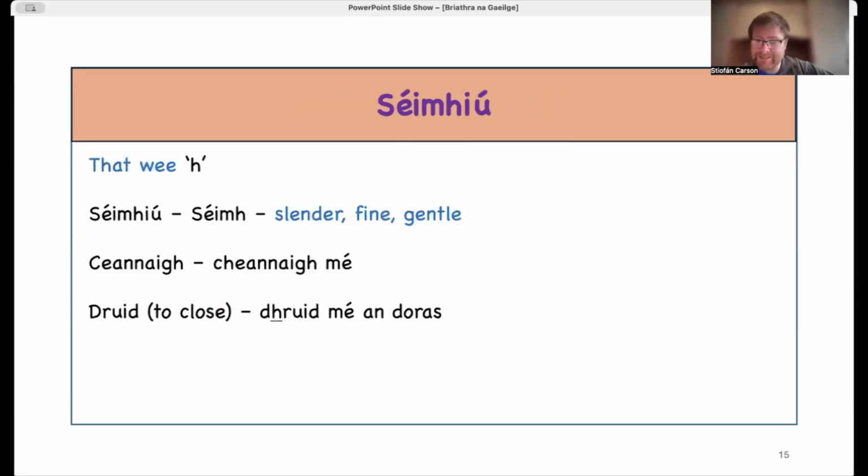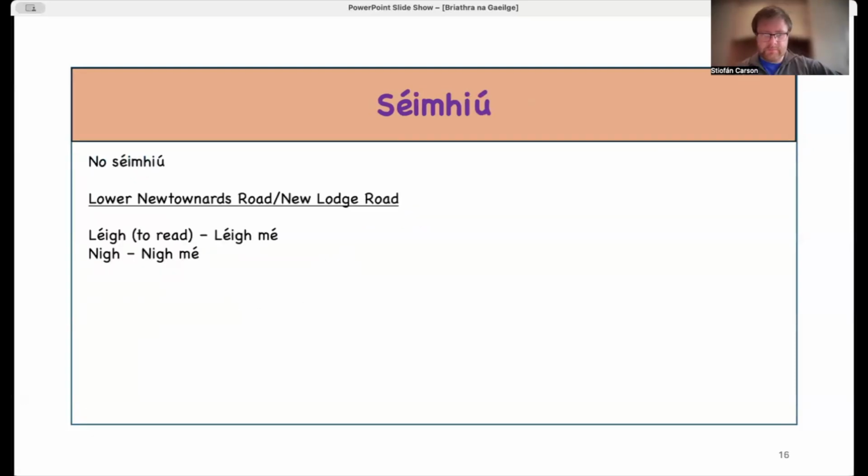And we use this séimhiú in the past tense. Now, séimhiú, taken from 'séimh', means slender or fine or gentle. And that's exactly what it does. It softens the initial sound. So cheannaigh, chheannaigh mé. Dhruid, dhruid mé an doras, I closed the door.